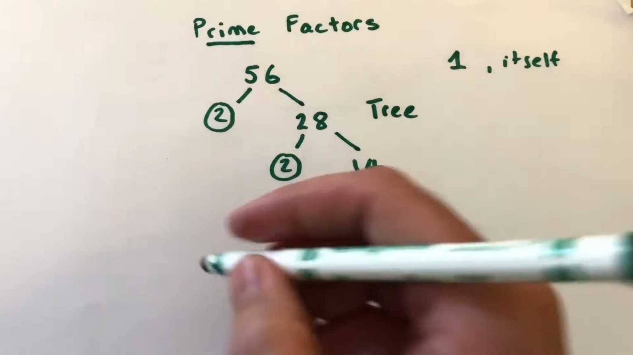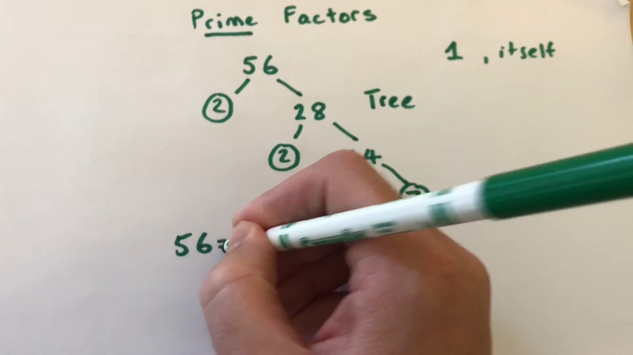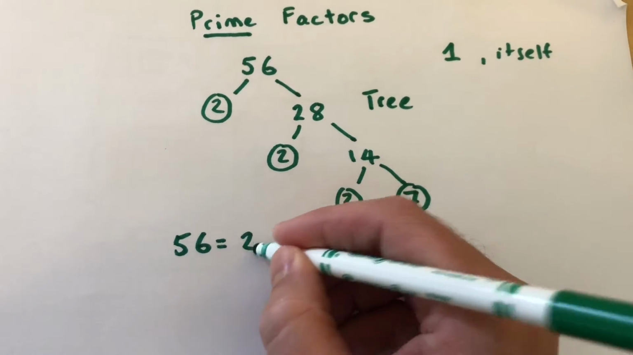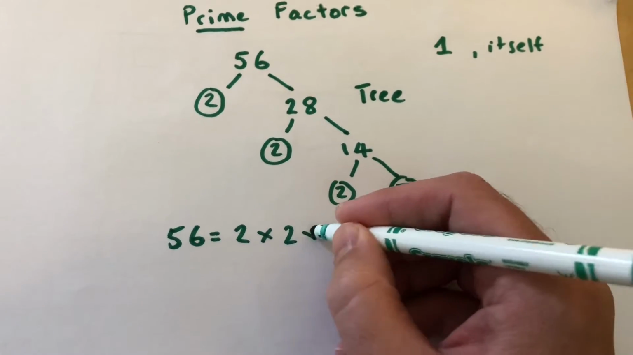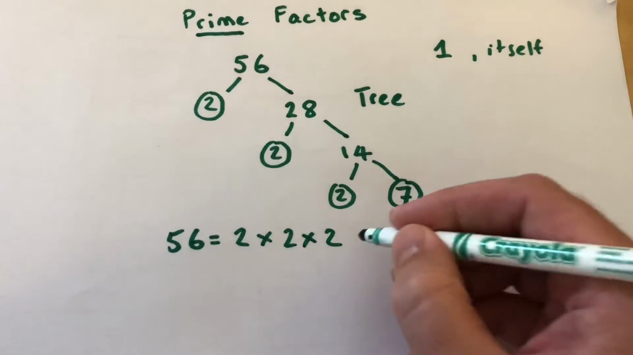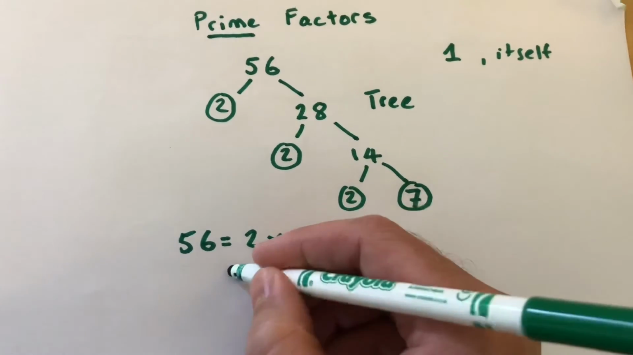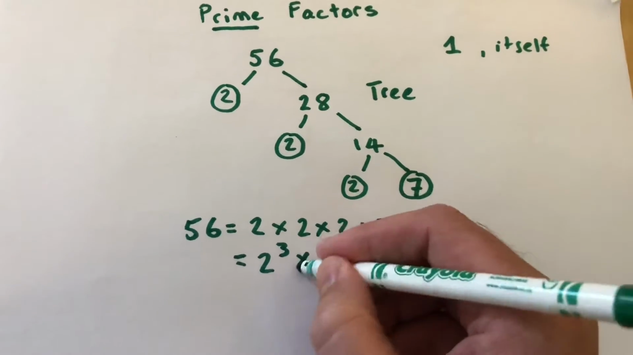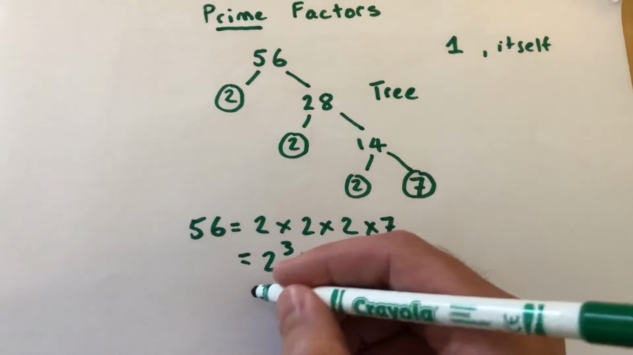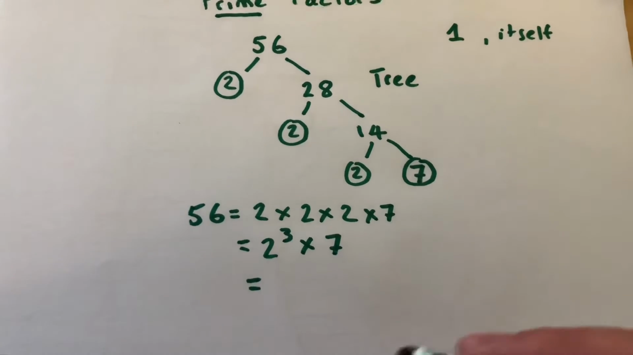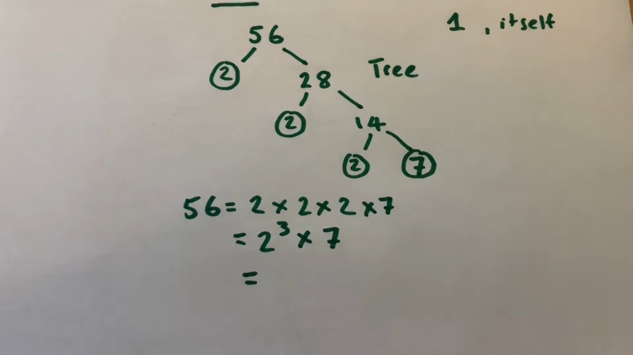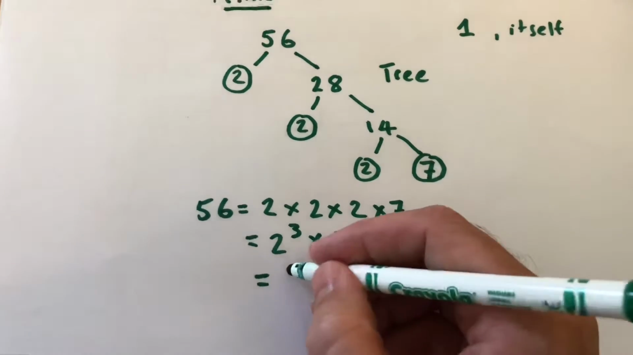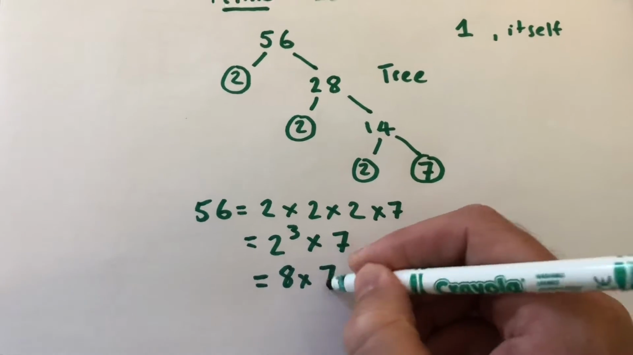So now I could write 56 as a product of its primes. It's 2 times 2 times 2 times 7, or in index form, 2 cubed times 7, because we should know from our times tables, again you should have those at the back of your book if you need to practice them, that that's 8 times 7.